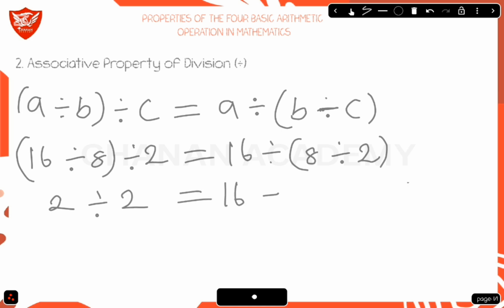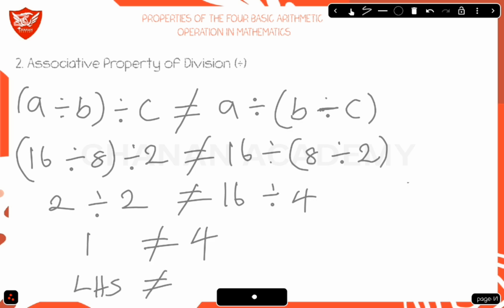16. 8 divided by 2, the result is 4. So 2 divided by 2, the result is 1. 16 divided by 4, the result is 4. So you see, division doesn't have it, so they are not equal. The left hand side is not equal to the right hand side.